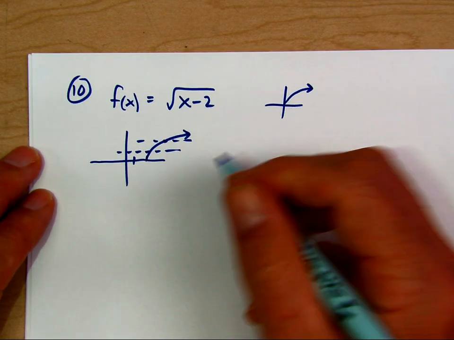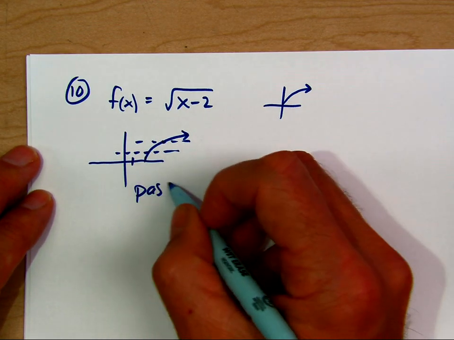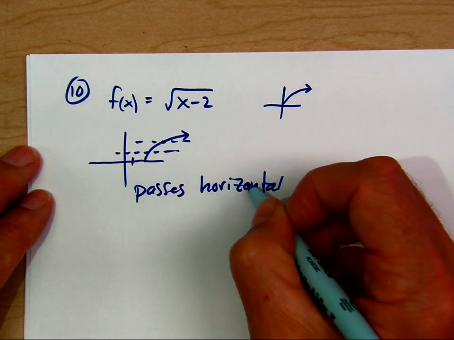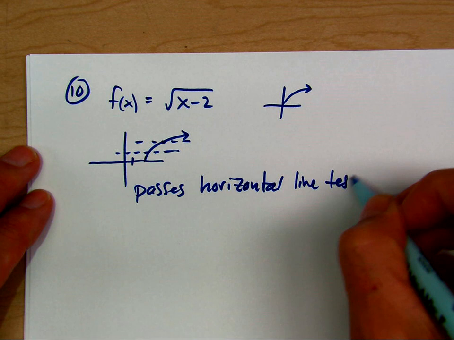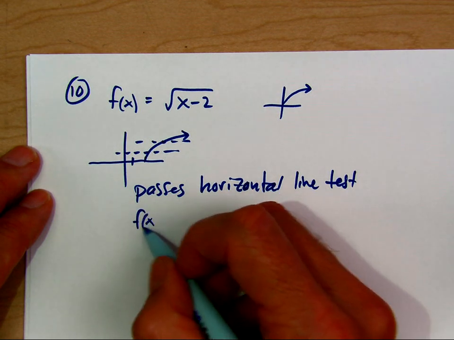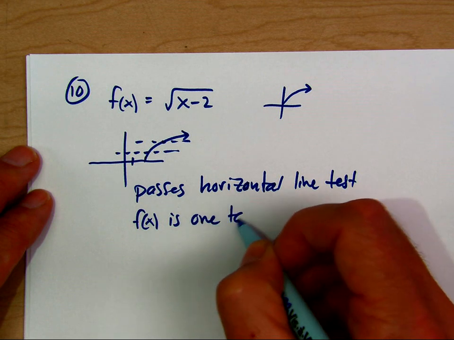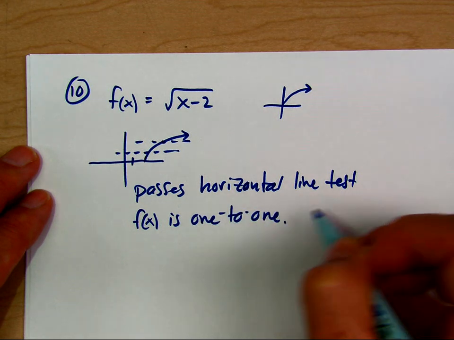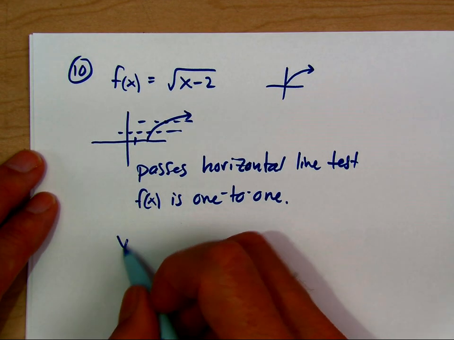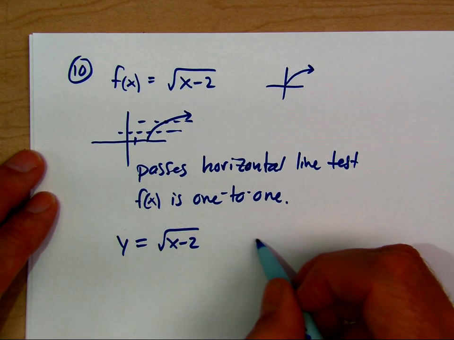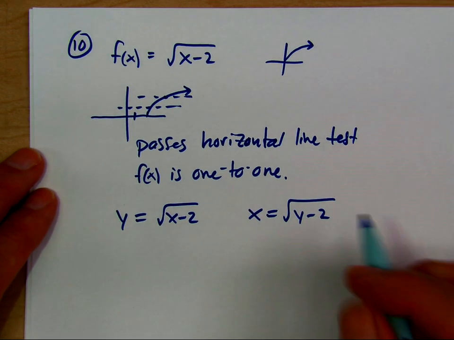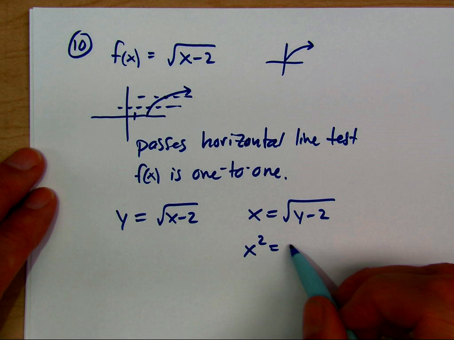So it passes the horizontal line test, and f of x is 1 to 1. That means when we find its inverse, the inverse will be a function. So to find the inverse, here's the function, here's the inverse by switching the x and the y. And now let's isolate y.